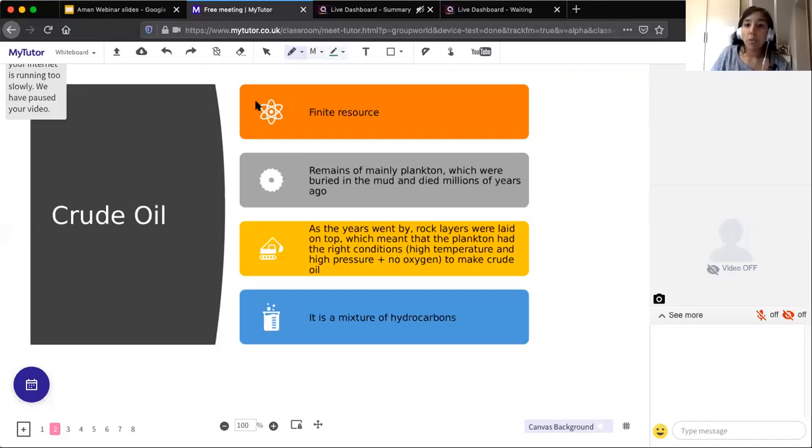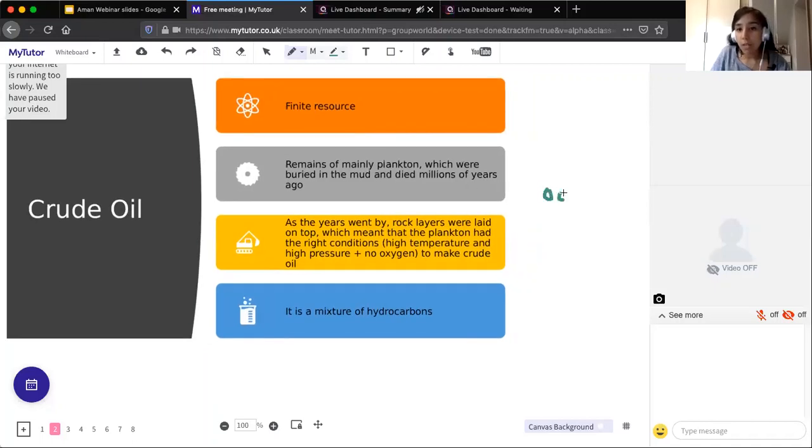So if you imagine we've got these tiny little organisms buried deep in the earth, and then suddenly lots of rock layers are added on top, it's going to create a lot of pressure on these tiny organisms and lots of insulation, which creates high temperature, and also it keeps any oxygen out. And they're the conditions that are required to produce crude oil. So that's how crude oil was produced, essentially.